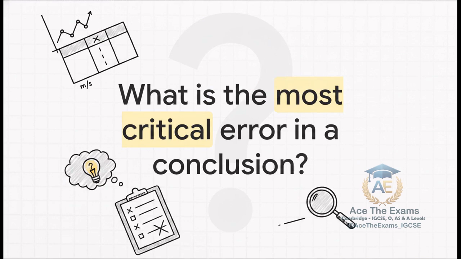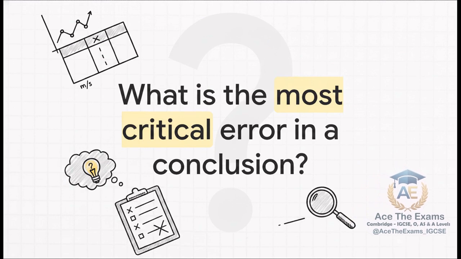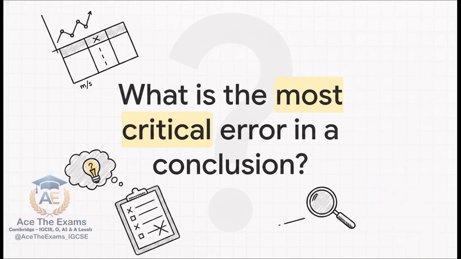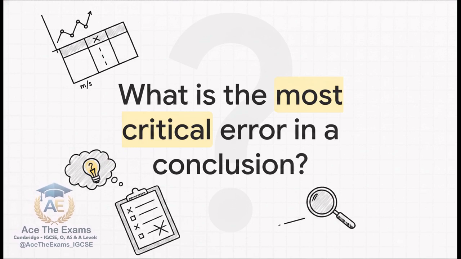Let's do a quick pause and predict. Think back to our 4-step framework. If your graph is perfectly drawn, your table has all its units, but you still somehow lose the final mark, what did you forget to do in your conclusion? Take a second. What is the single most critical error you can make right at the end?